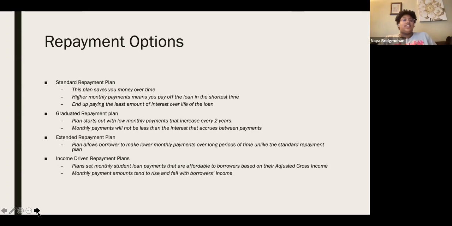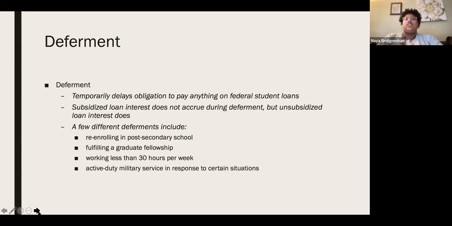Okay, so I'm going to move on to the next slide. And this is on deferment. Deferment temporarily delays the obligation to pay anything on your federal student loans. Subsidized loan interest does not accrue during deferment, but unsubsidized loan interest does. A few different deferments include re-enrolling in post-secondary school, fulfilling a graduate fellowship, working less than 30 hours per week, and active duty military service in response to certain situations.